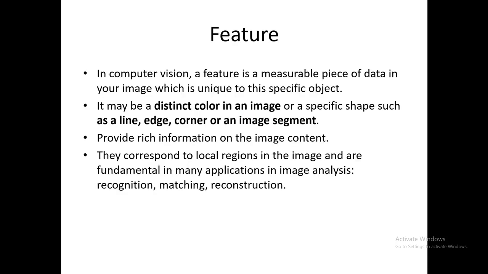First, let's look at the feature. In computer vision, a feature is a measurable piece of data in your image which is unique to a specific point, and it may be a distinct color in an image or a specific shape such as a line, edge, corner, or an image segment. The features provide us rich information on the image content, and they correspond to local regions in the image and are fundamental in many applications in image analysis such as recognition, matching, and reconstruction.